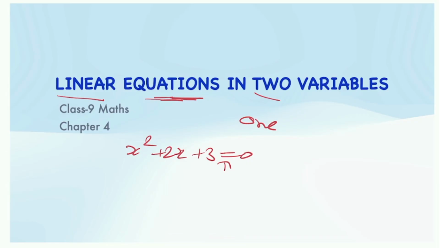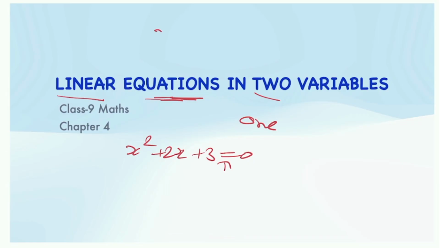Now what is a linear equation? Linear means, in your chapter number 2, you have already learned linear polynomial, right? What is a linear polynomial? A polynomial whose degree is equal to 1, we call it a linear polynomial. Same way, what is a linear equation? A linear equation is an equation whose degree is equal to 1. Degree means the highest power of the variable.